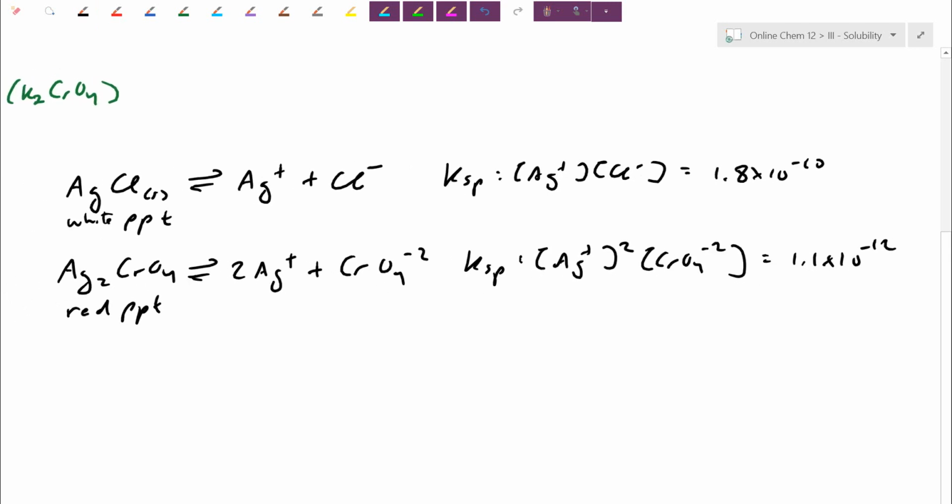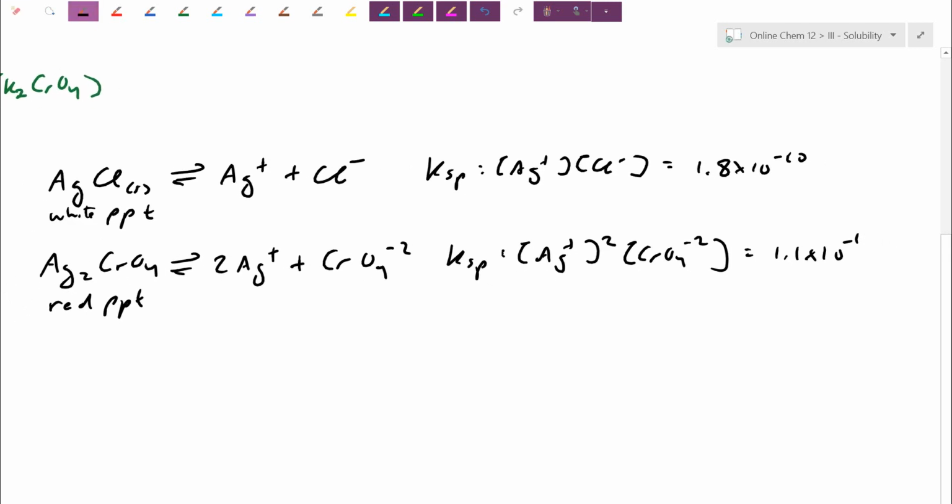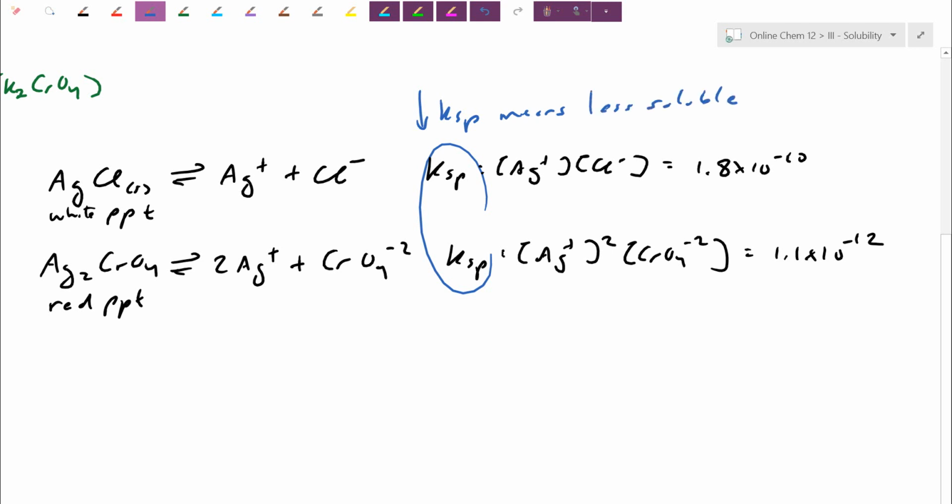Now we had done a similar question earlier. We had been saying, okay, I know this KSP is some measure of solubility. In general, the lower the KSP means less soluble. I would be tempted to just say, well, the KSP of the silver chromate is actually lower, so it is less soluble. So if anyone were to solidify first, it should be the chromate. It should turn red before it turns white. But again, like I said, it's a little bit sneaky here.